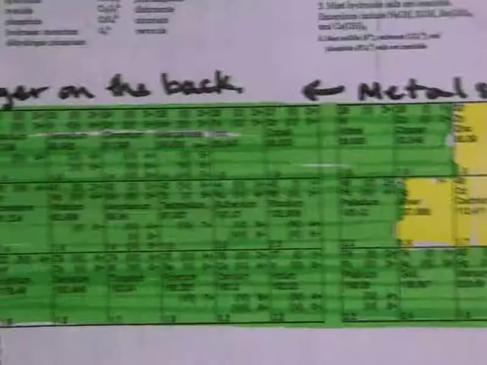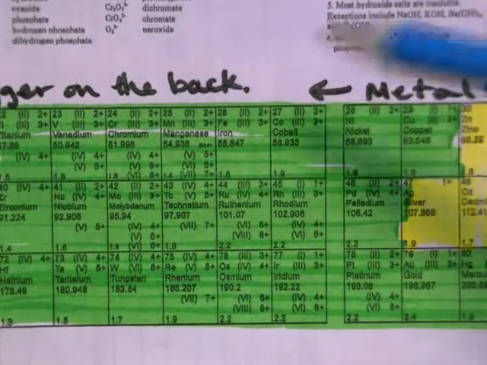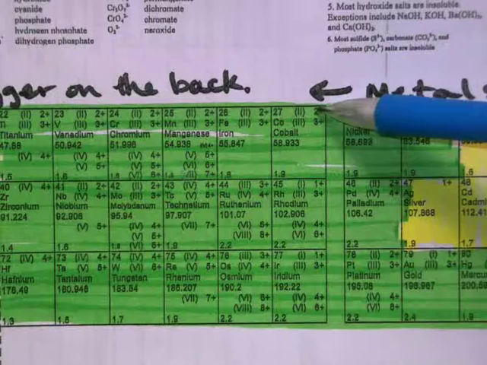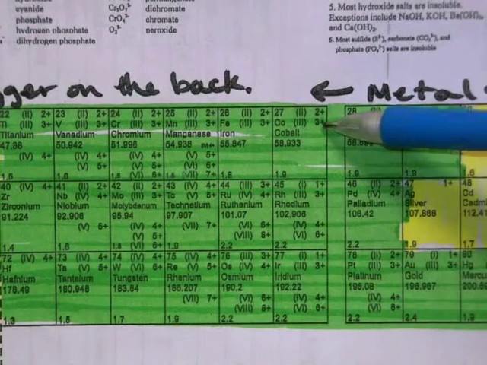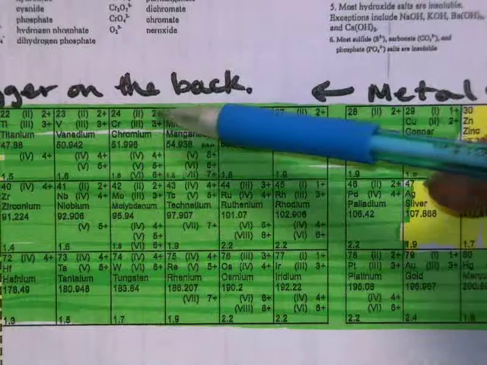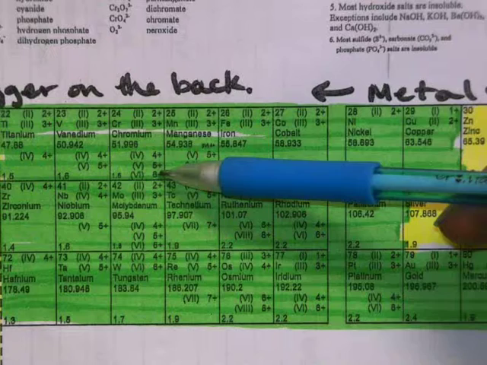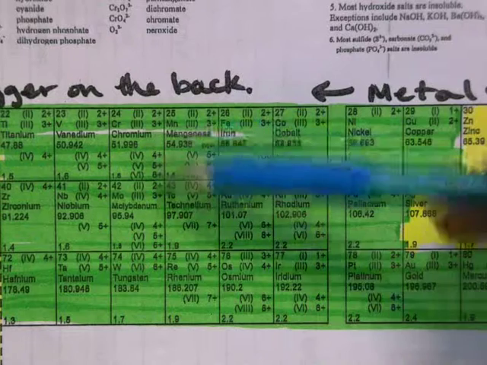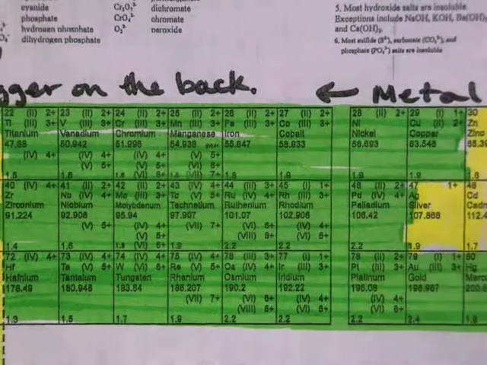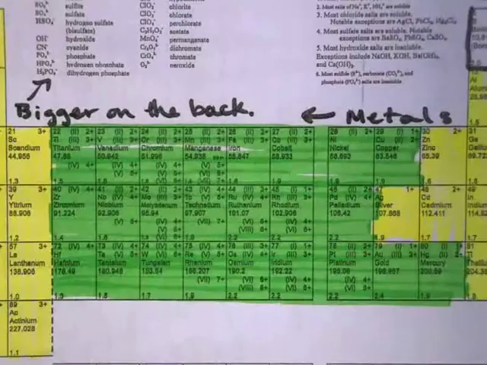And if I zoom in, you can tell they have a variable charge because multiple numbers are listed. For example, cobalt has a +2 and it has a +3. If I look over here at chromium, I have a +2, a +3, a +4, a +5, or a +6. So these are all the possible charges that chromium can have. Let me zoom back out.